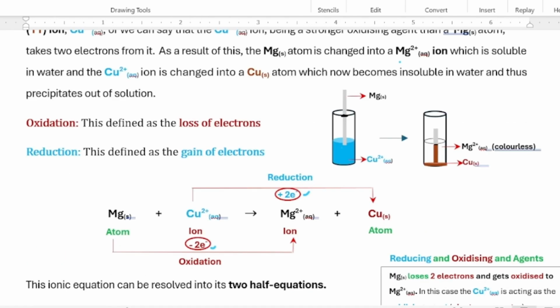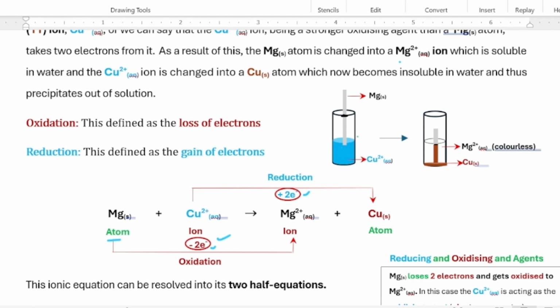Oxidation is defined as the loss of electrons, while reduction is defined as the gain of electrons. This equation depicts how a magnesium atom gets oxidized into a magnesium ion by losing 2 electrons, and how a copper-2 ion accepts the 2 electrons produced by the magnesium atom and gets reduced into a copper atom. These 2 figures depict this chemical change.